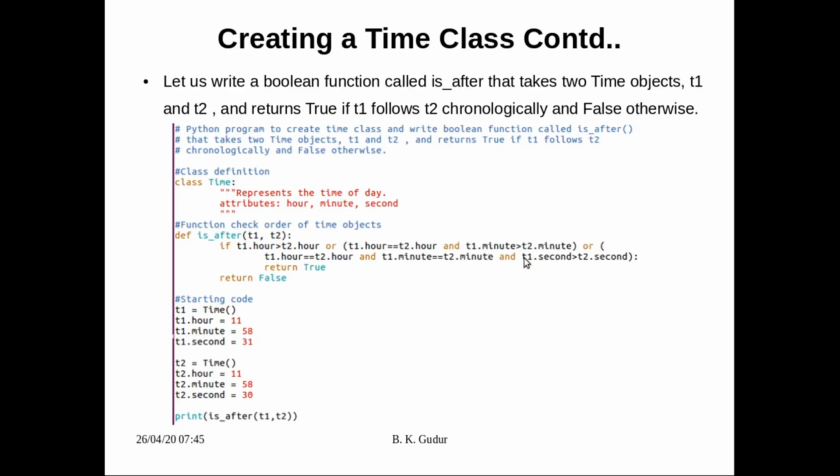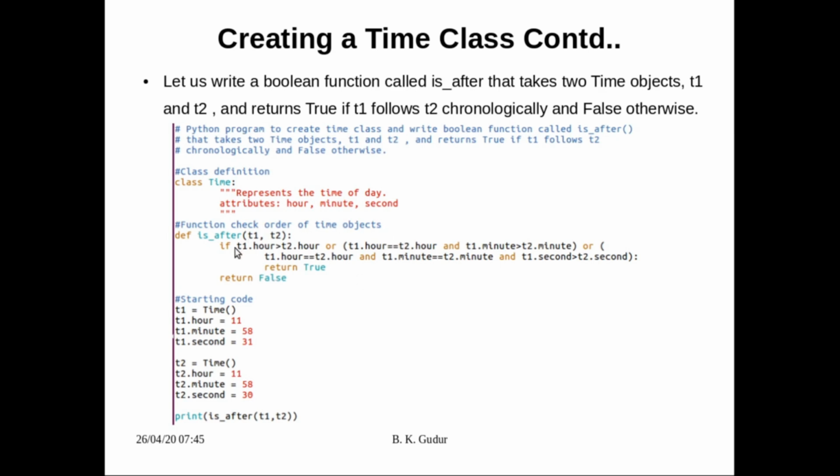But if this is also false, then it will come here and check whether T1 hour and T2 hour are both equal, and T1 minutes and T2 minutes are both equal. Then it checks whether T1 seconds is greater than T2 seconds. If this is true, it will return true, otherwise it will return false.